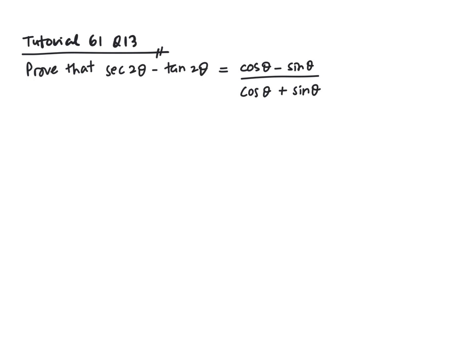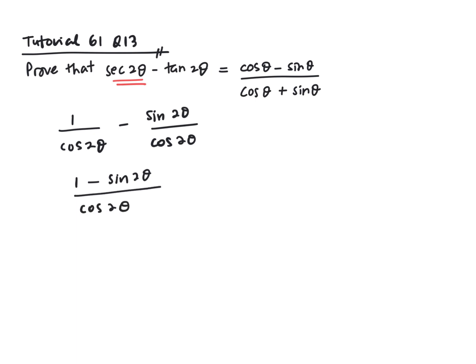So we know that this value of secant 2 theta should be equal to 1 over cos 2 theta, minus, for tangent, we can use the definition. Tangent is equal to sine over cos. So as you can see, we have the same denominator. So we can get 1 minus sine 2 theta over cos 2 theta here. Now you can see that we have all this double angle.